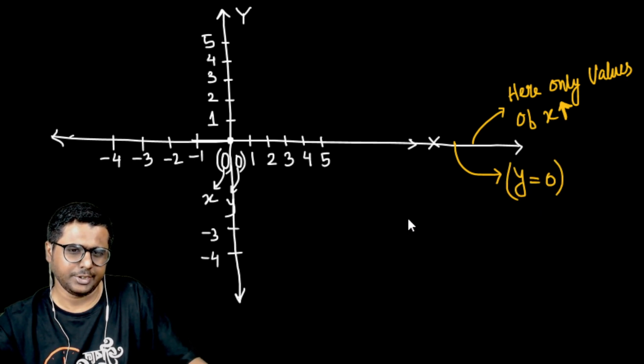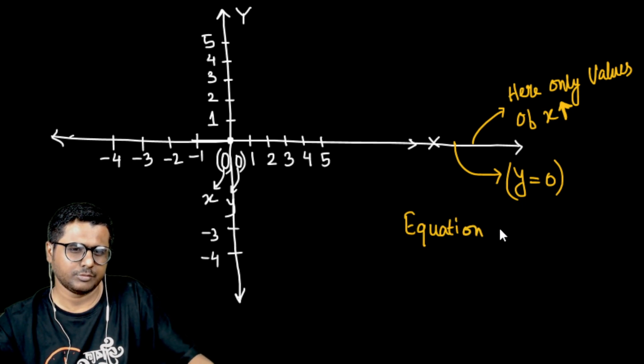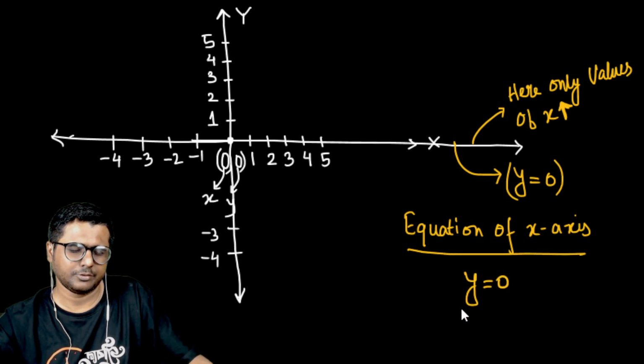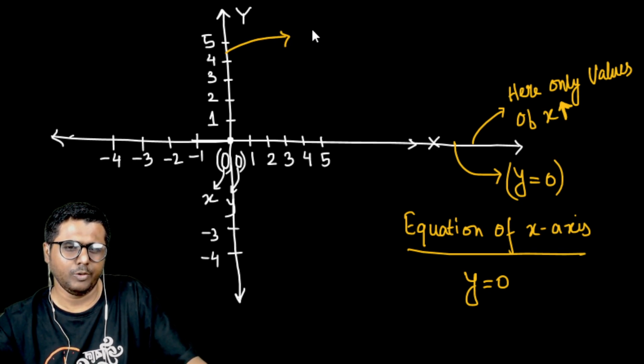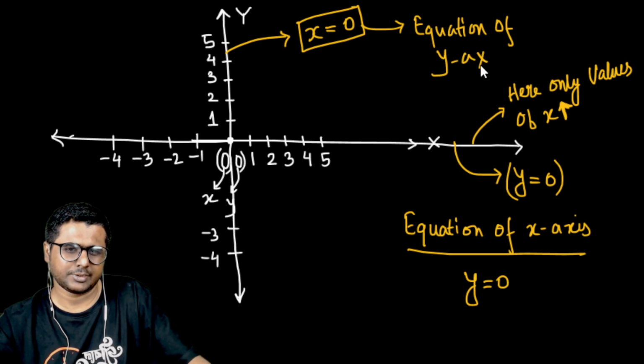So we can write equation of x axis is what? Y is equal to 0. Similarly, if you consider y axis, here always value of x is 0, because y is increasing, value of y is increasing, but value of x is always 0. So this is equation of y axis. ठीक है?